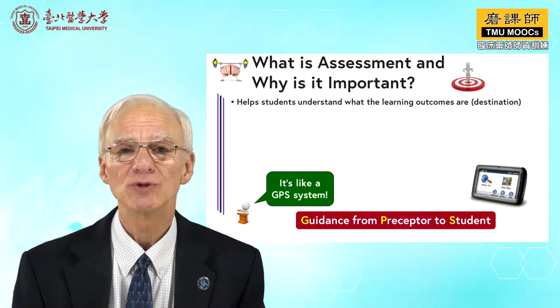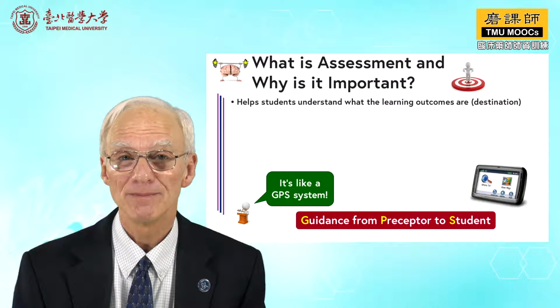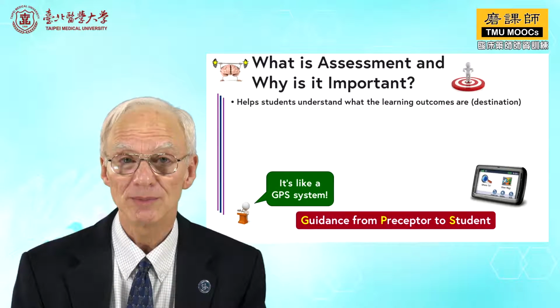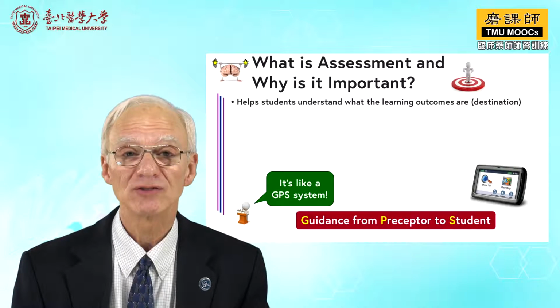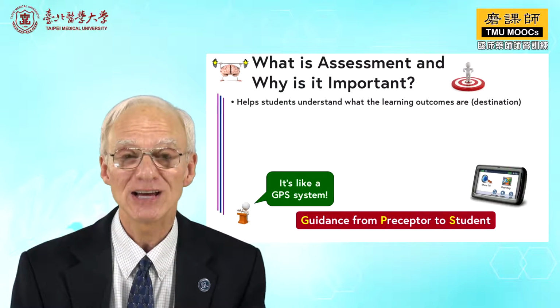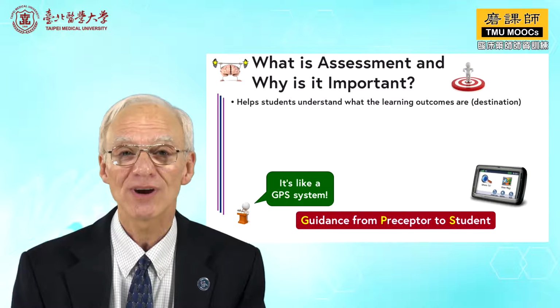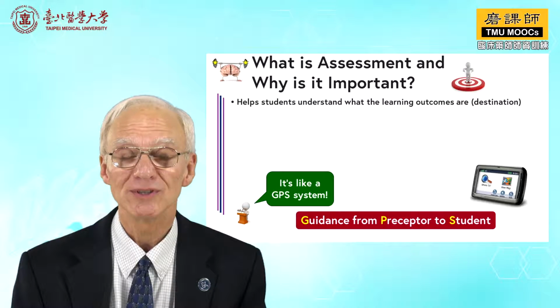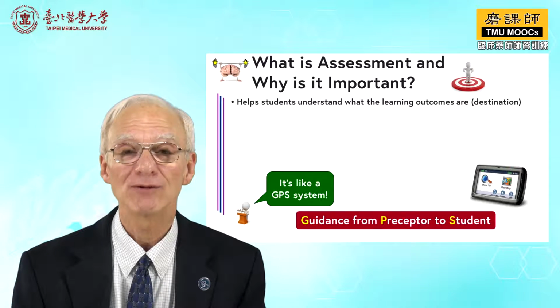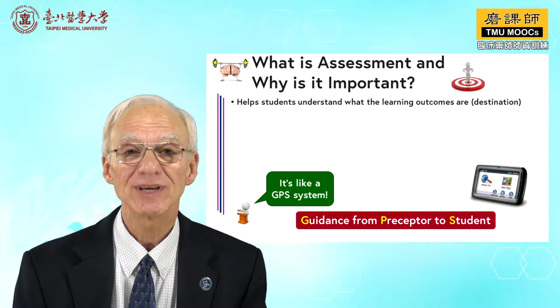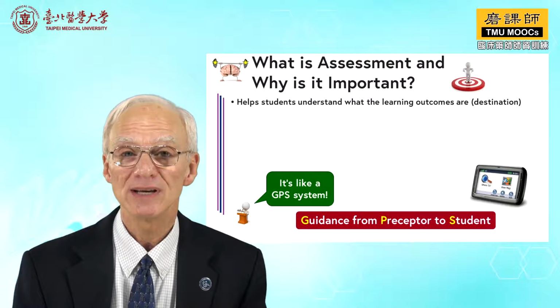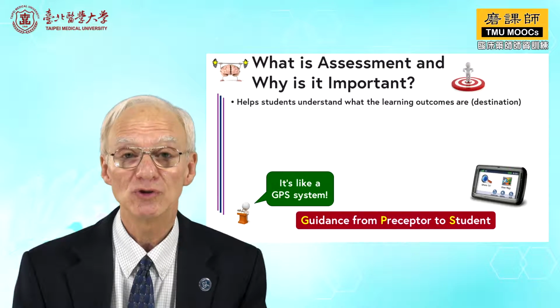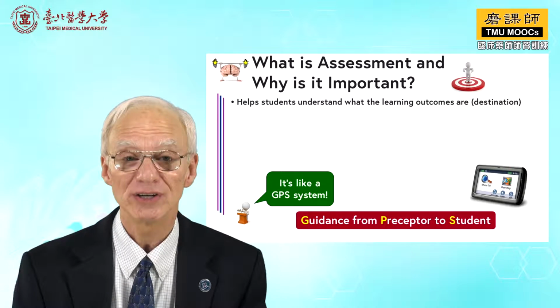Now, initially, it helps students understand what the destination is. I've got a Garmin GPS system in my car, and when I use that system to help me find a destination or arrive at a destination when I'm driving, when I turn it on, the very first question I'm asked is where to. You can see that on the slide. Where to? I have to program in the destination. Now, once I program in the destination, that GPS system can then provide me with feedback of how well I'm doing in my pursuit of that destination. But it all begins with identifying what the destination is.